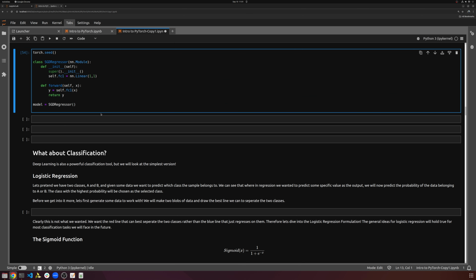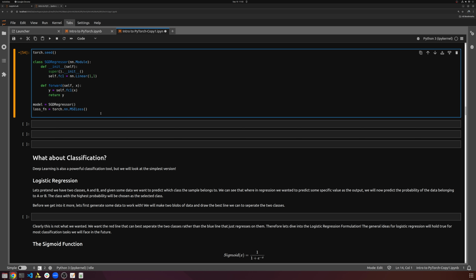Now we need to define a loss function. The loss function is going to be torch.nn.MSELoss. You could also define your own loss function. It's totally up to you, and in future implementations, you'll see we will do that. But for today, when we do simple things like mean squared error, we'll just use PyTorch's mean squared error. It doesn't matter. So we have our loss function.